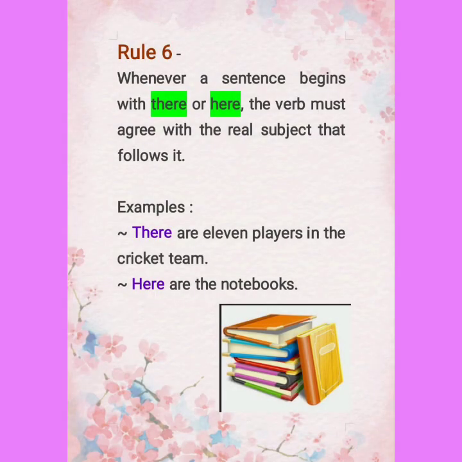Rule number 6: whenever a sentence begins with there or here, the verb must agree with the real subject that follows it. For example, there are 11 players in the cricket team. Here are the notebooks. In the first example, you can see the subject is placed after the verb. So accordingly, we will choose the verb. In the first sentence, 11 players is the subject. That's why the verb will be plural according to the subject. Same with the second.